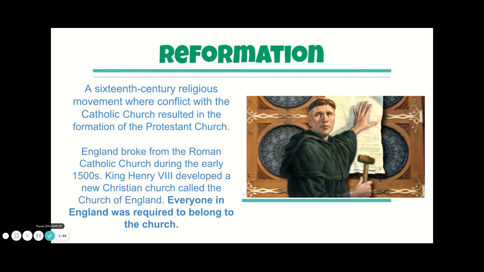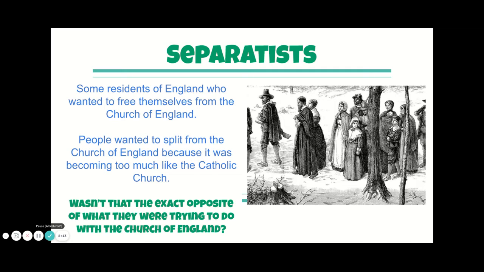England broke off from the Roman Catholic Church during the 1500s, okay? It wasn't always for the best of reasons. The King of England truly didn't like that the Catholic Church wasn't doing what he asked, okay? King Henry VIII is his name. He's the one that had all those wives. He developed a new Christian church called the Church of England. Everyone in England was then required to belong to that church, okay, which caused a lot of issues.